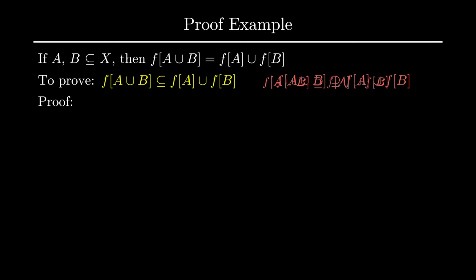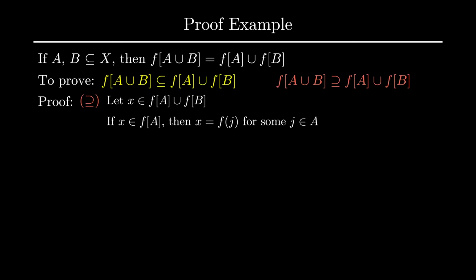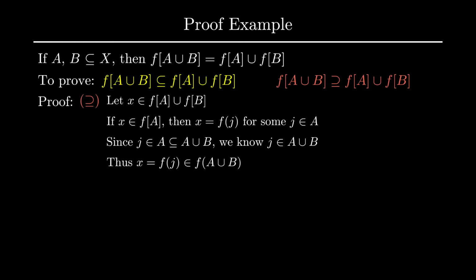Let's prove the backward direction. First, we let y be in f(A) ∪ f(B). Then we know y is either in f(A) or in f(B). If y is in f(A), by the same analysis we did for the forward direction, we know y = f(j) for some j in A, and observe that j is in A and A is a subset of A ∪ B. So j is in A ∪ B, and so f(j) is in f(A ∪ B). Thus, y = f(j), which is in f(A ∪ B), so y is in f(A ∪ B).